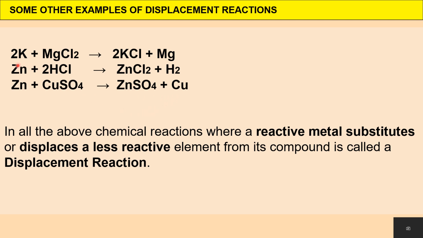In all these reactions, the reactive metal displaces. Potassium is more reactive than magnesium, so it displaces magnesium. In the second reaction, zinc is more reactive than hydrogen, so it displaces hydrogen from hydrogen chloride. Third, zinc is more reactive than copper, so zinc displaces copper from copper sulfate, making a new substance. So the definition of displacement reaction is: if a reactive metal displaces or substitutes a less reactive metal from its compound, it is called displacement reaction.